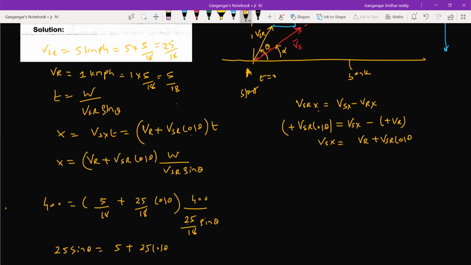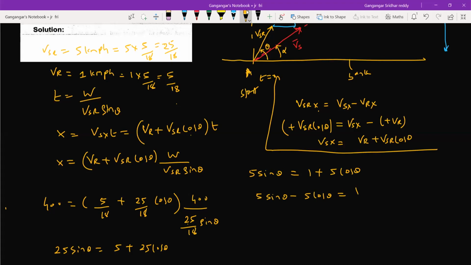I think this is now totally a trigonometry problem. 5 sin theta, this is a theoretical one. So 5 sin theta is equal to 1 plus 5 cos theta. 5 sin theta minus 5 cos theta equal to 1. So what to do now? I think you can simplify, assume, divide and multiply by 1 by root 2.